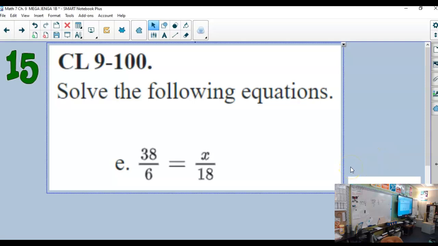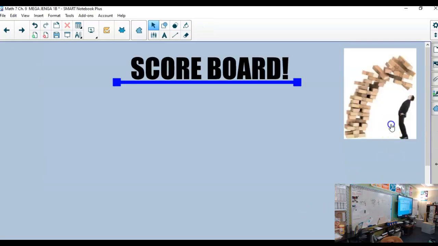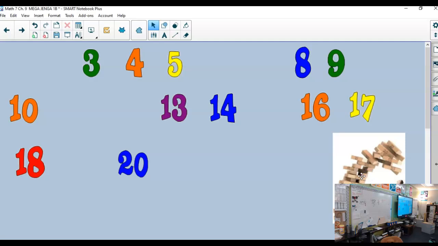I gotta find the right deck. Vivian, what is X? 114. How'd you find that? You could cross multiply, or what do we see across the bottom going from 6 to 18? It's times 3. We're just multiplying by 3 here. So you could cross multiply, or you could just multiply by 3. 15 is gone. Send someone to the tower. And Eva, pick our next number.